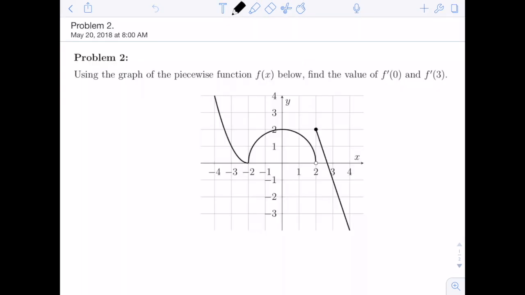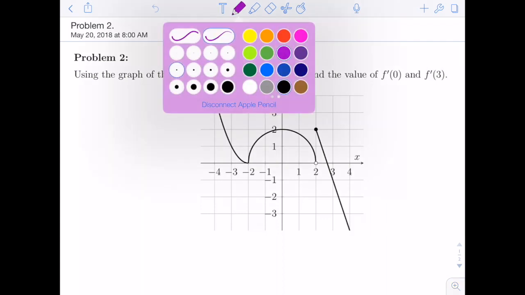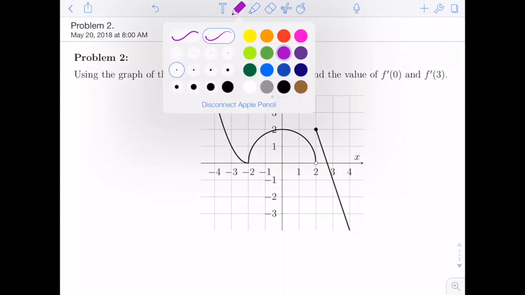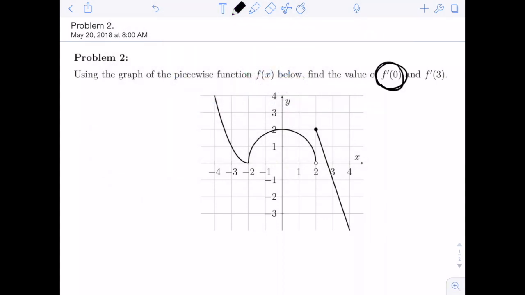Okay, next we've got problem 2. It says, using the graph of the piecewise function f below, find the value of f prime of 0 and f prime at 3. So remember what the derivative means, right? You have to be slightly careful here. The derivative, f prime, tells you the slope of the tangent line at that given point. So here, what it's asking you is, what is the slope of the tangent line of the graph of f at the point where x equals 0?